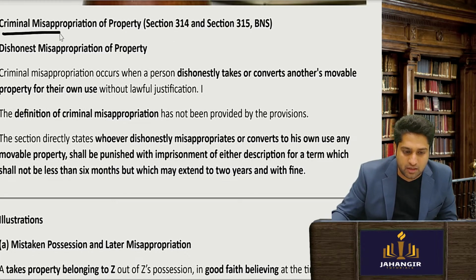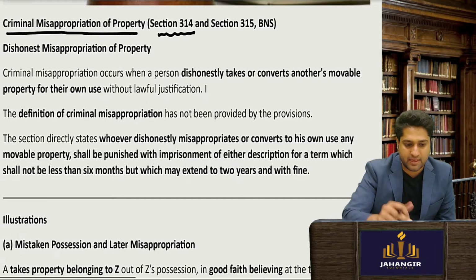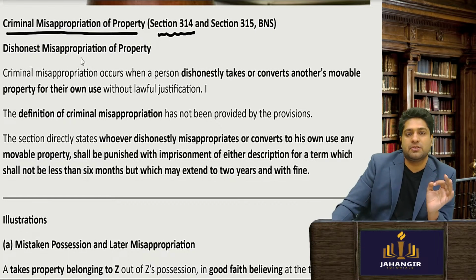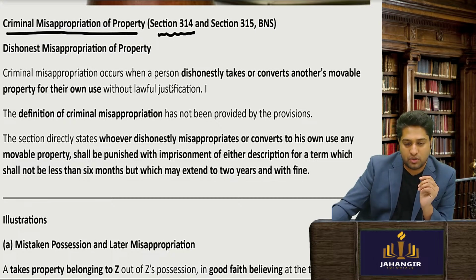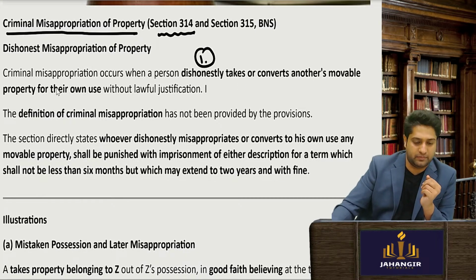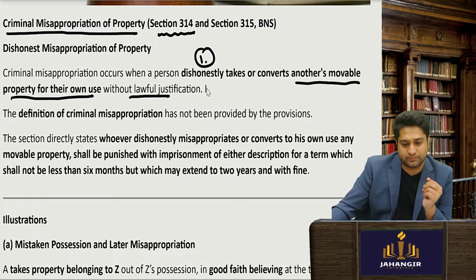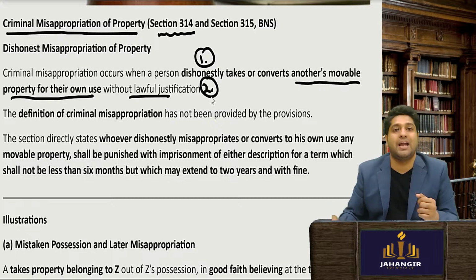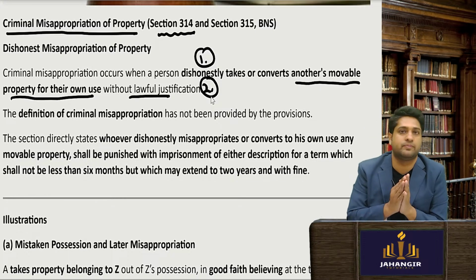Criminal misappropriation of property is under section 314. Let's see. Dishonest misappropriation of property. A criminal misappropriation occurs where a person dishonestly takes or converts another's movable property for their own use. So someone else's movable property I converted for my own use without lawful justification. This is the second point. So I dishonestly convert someone else's property to my property.